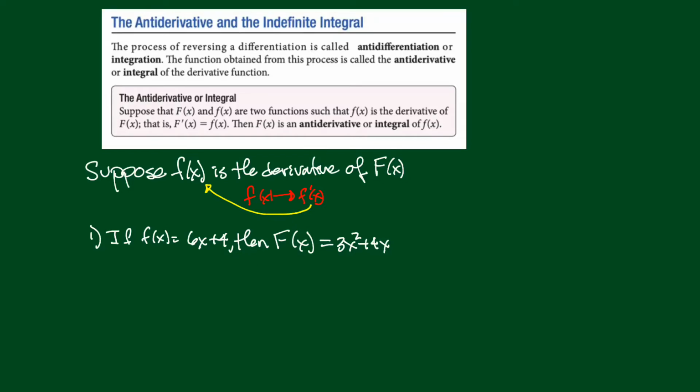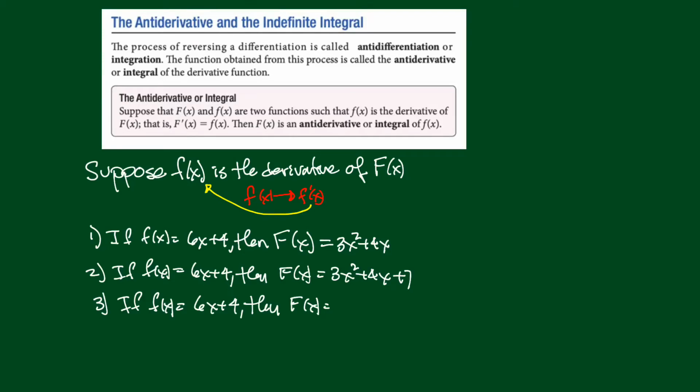But that's not the only thing that could happen here. If the derivative is 6x plus 4, it could be possible that the function itself is 3x squared plus 4x, say, plus 7. If you differentiate this, you get 6x plus 4, and the derivative of 7 is just 0. So this derivative could have come from this function or this function. In fact, I don't really need to put a 7 here. I could put any number at all.